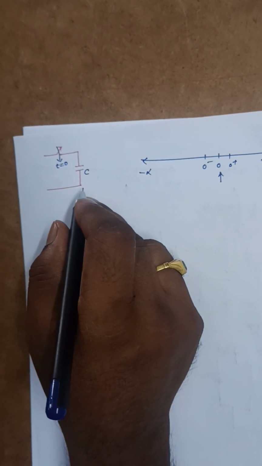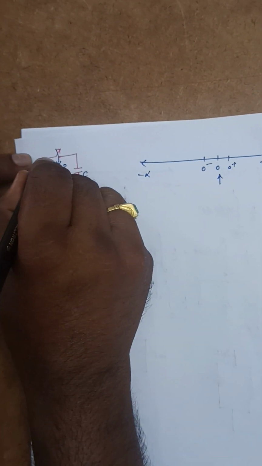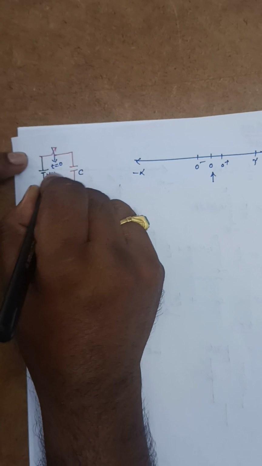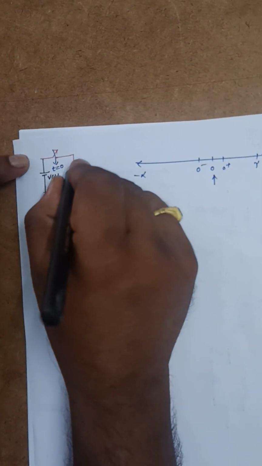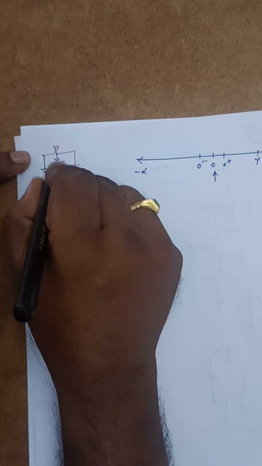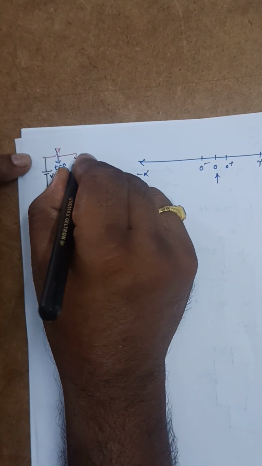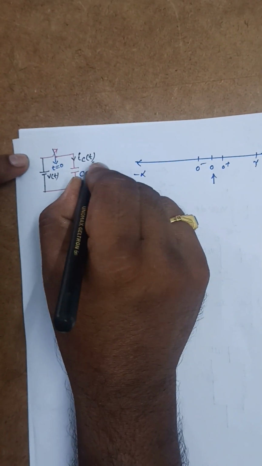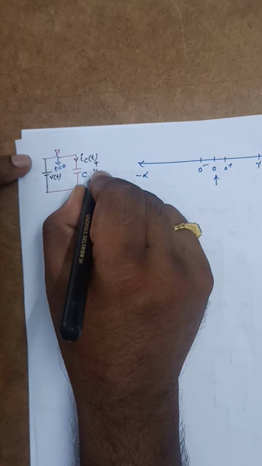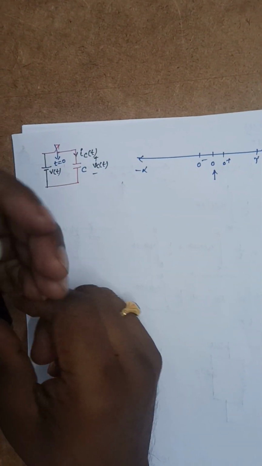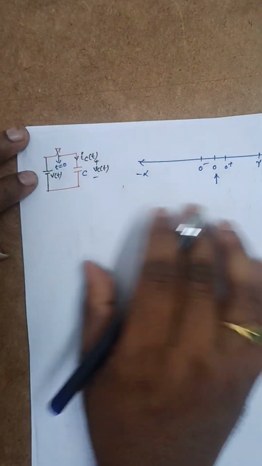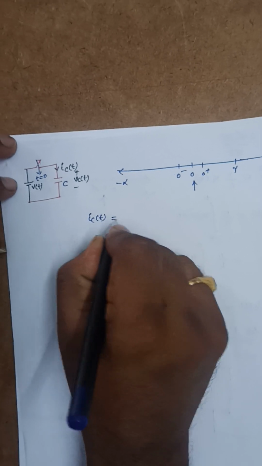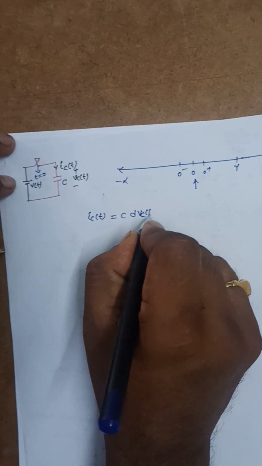We are applying some supply here. That supply is some voltage, suppose V of t. Whenever I apply some voltage and switch on the supply, some current will circulate through this capacitance, that is IC of t, and the voltage across this capacitance is VC of t. The equation for the capacitance is IC of t is equal to C into dVc of t by dt.